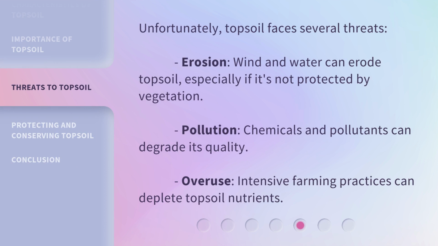Unfortunately, topsoil faces several threats. Erosion: wind and water can erode topsoil, especially if it's not protected by vegetation. Pollution: chemicals and pollutants can degrade its quality. Overuse: intensive farming practices can deplete topsoil nutrients.